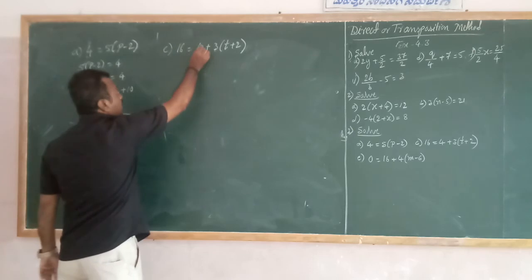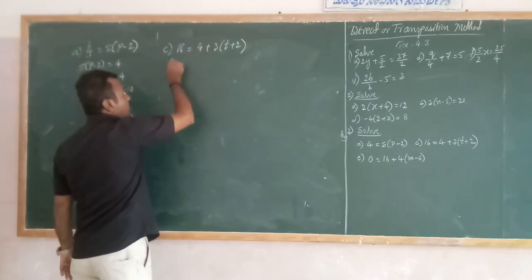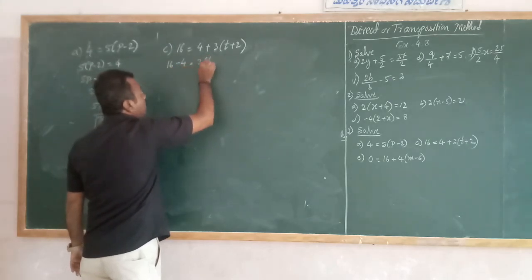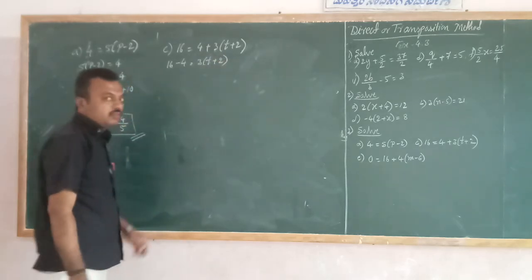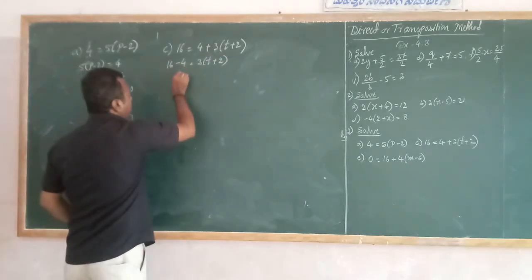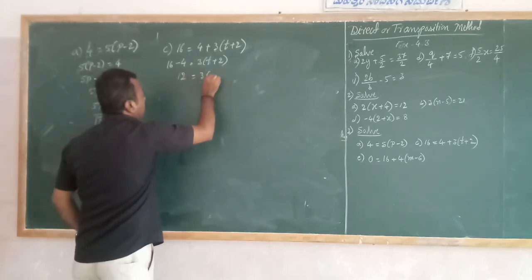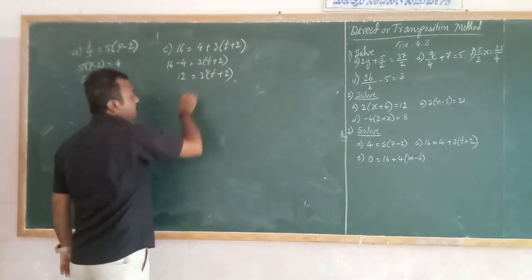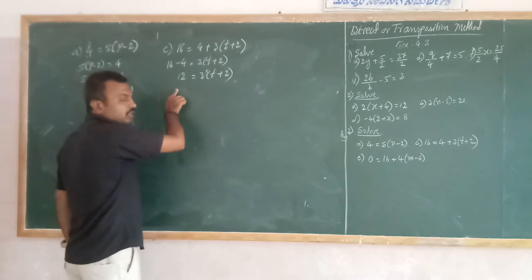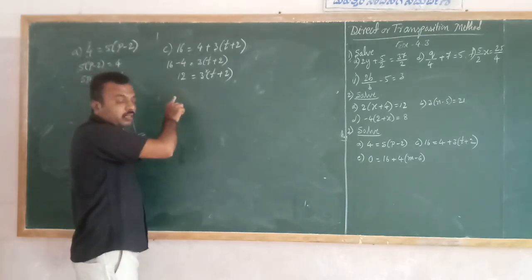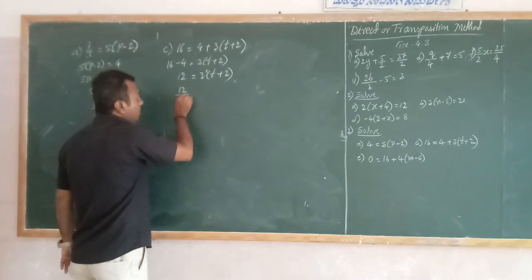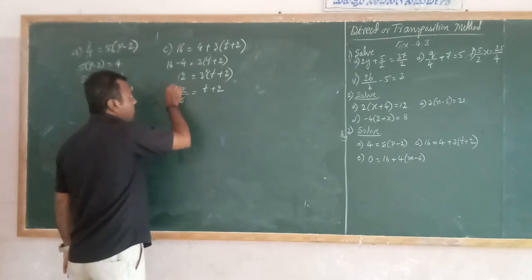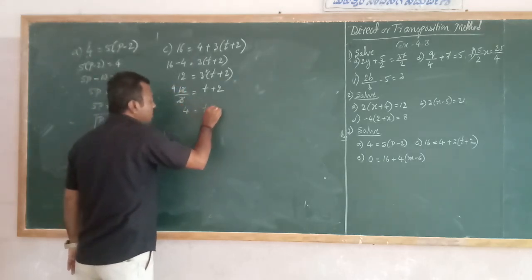That's why 4 we have to send to the LHS. So 16 plus 4 becomes minus 4. It is equal to 3 into (t plus 2). Next, 16 minus 4 becomes 12. It is equal to 3 into (t plus 2). Between 3 and (t plus 2) which sign is there? Into. So 3, if I send to the LHS, becomes divide. Therefore 12 by 3 is equal to t plus 2. 3 ones are 3, 3 fours are 12. Therefore 4 is equal to t plus 2.